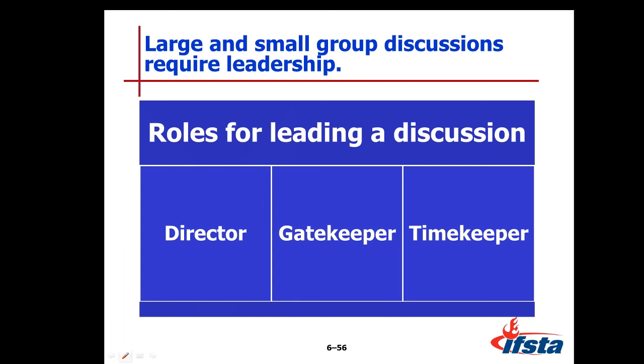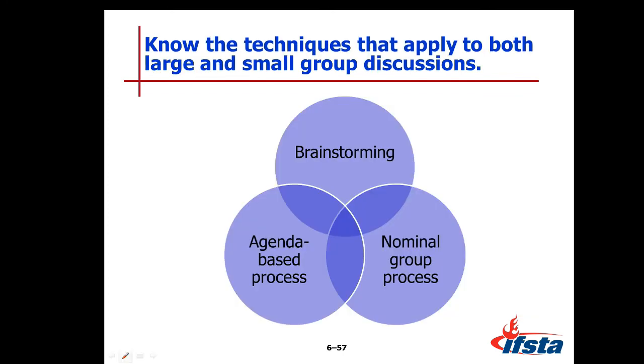So the director is going to keep things moving along. They are going to direct where the discussion is going to go. Your timekeeper is obvious. You're going to make sure that you're keeping track of time. And the gatekeeper kind of gives access to information and kind of does some things to maneuver the discussion where they need to go. Know the techniques that apply to both large and small group discussions. You have brainstorming, you have agenda-based processes, and you have nominal group process.